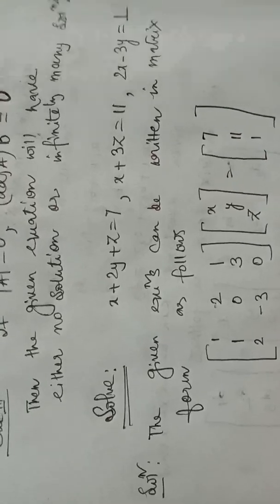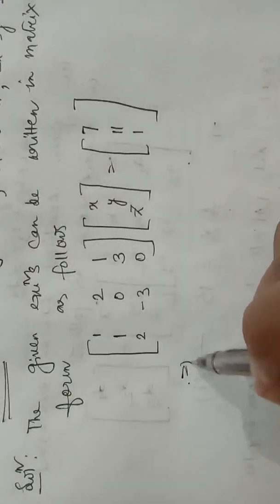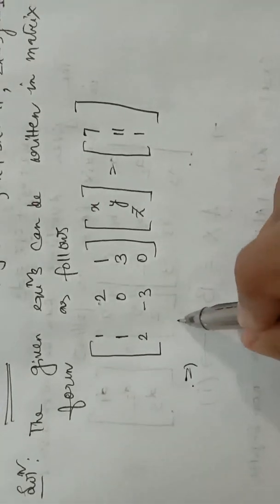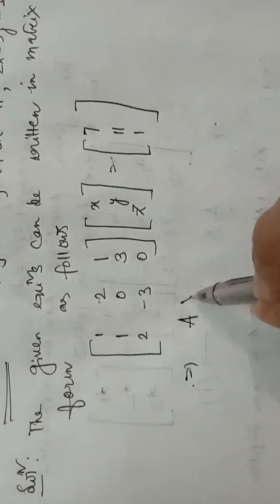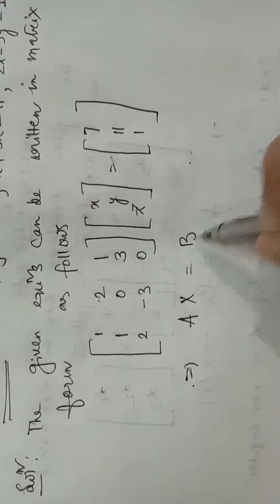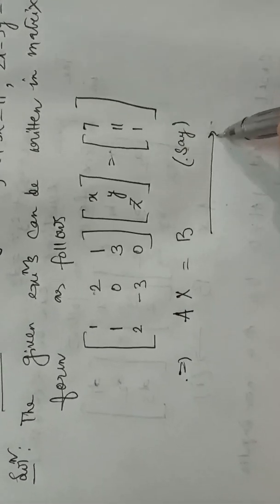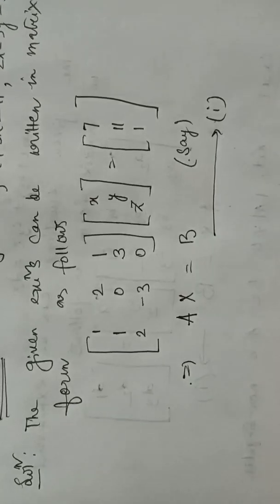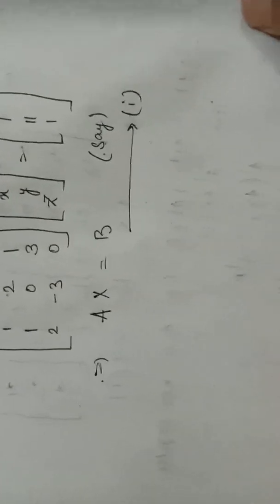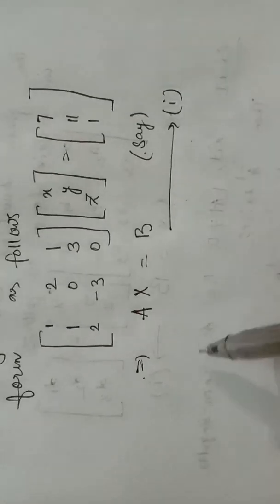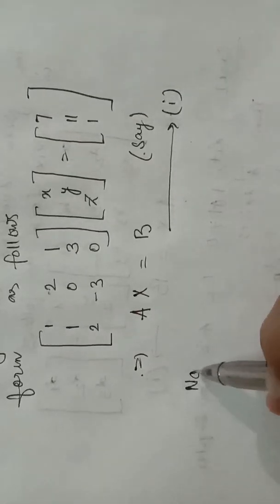Let us denote the first matrix by A. Let this matrix be A, this matrix be X, and this matrix be B, say. And let us mark this by 1. Now, first of all, we have to find det A to check whether A is a singular or a non-singular matrix.